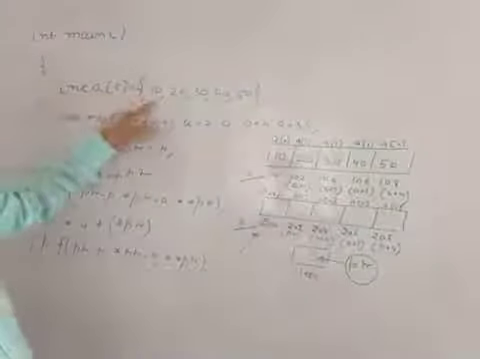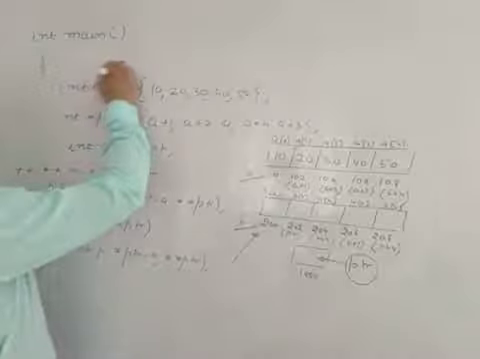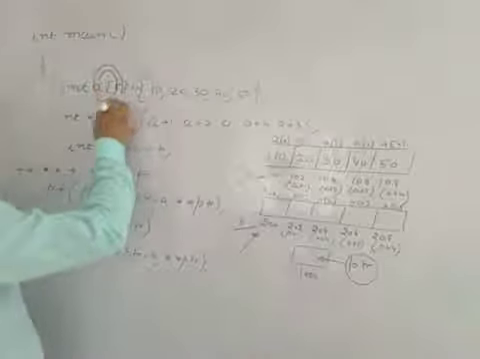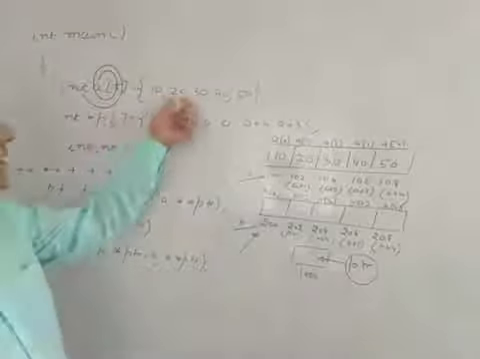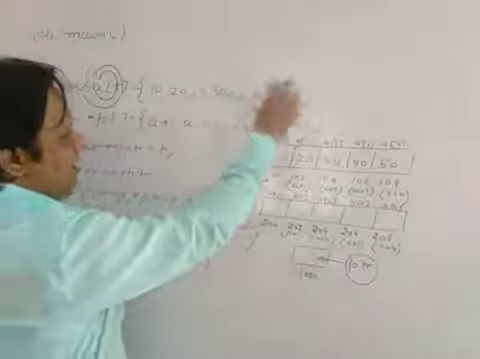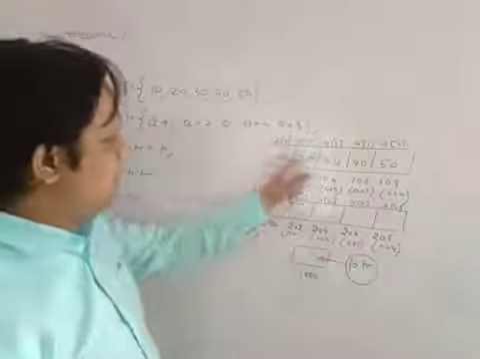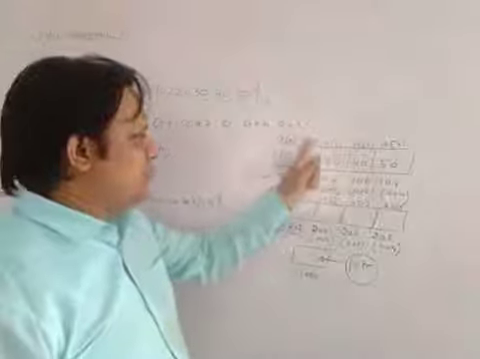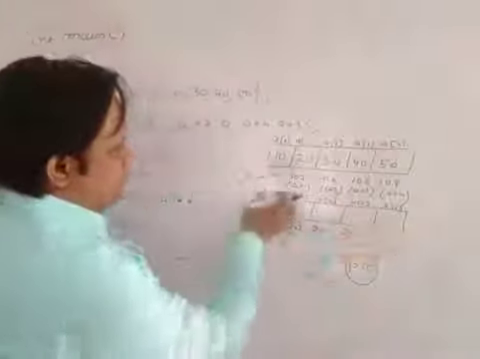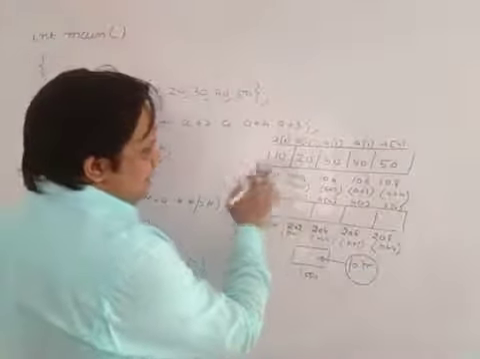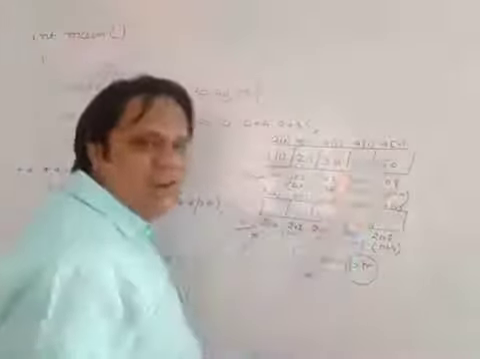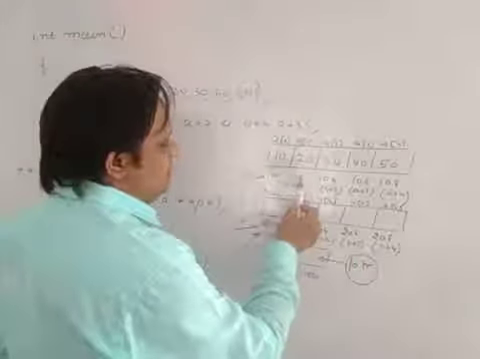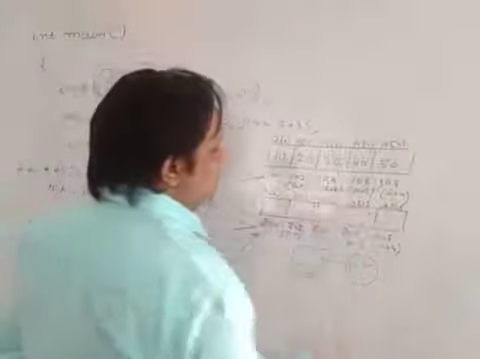So first line, int a[5] = {10, 20, 30, 40, 50}. It means I have declared an array of 5 integers, and those integers are 10, 20, 30, 40, 50. This is the diagrammatic representation: 10, 20, 30, 40, 50, a[0], a[1], a[2], a[3], a[4]. Let's suppose the address starts from 100 and the elements are stored in continuous memory locations, so 100, 102, 104, 106 and 108.